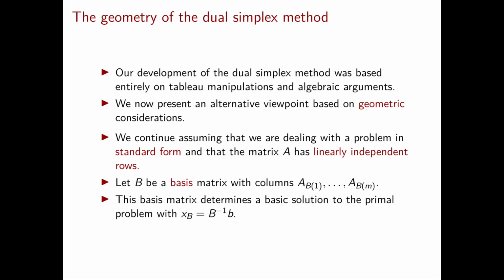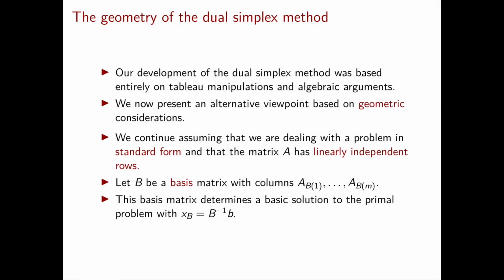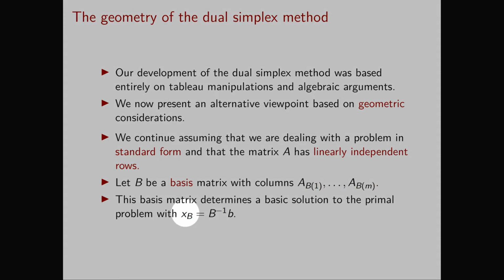To discuss the dual simplex method from a geometric perspective, let's recap a couple of concepts that we've already seen. As usual, our primal is in standard form, and we assume that the matrix A has linearly independent rows. Let's now pick a basis matrix B whose columns are AB(1) until AB(m). We know very well that this basis matrix determines a basic solution to the primal, and such a solution has basic components xB equal to B inverse b.